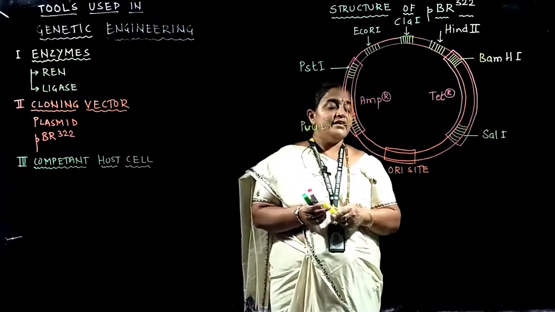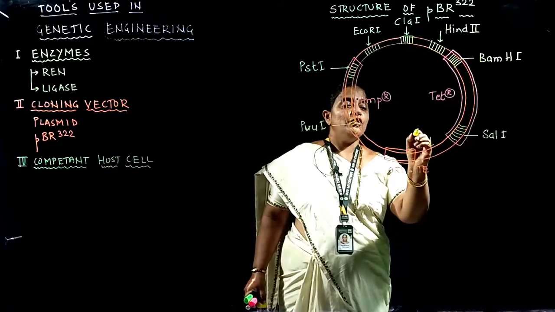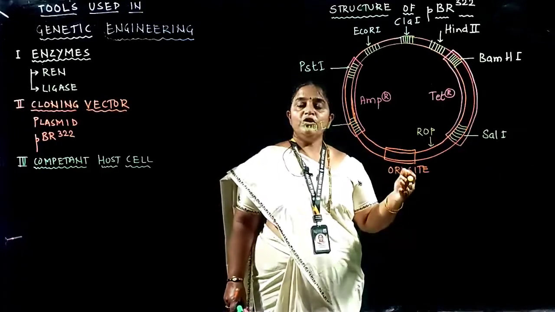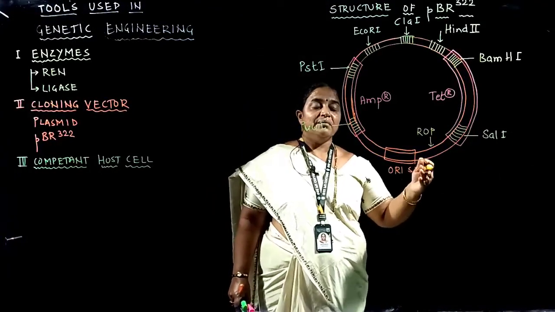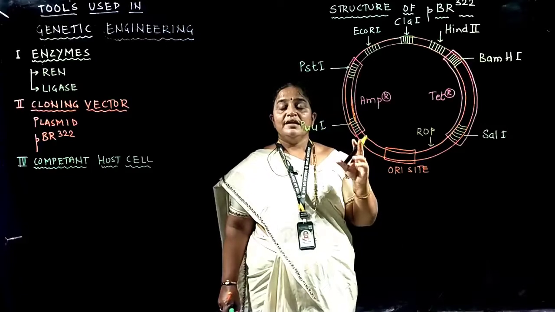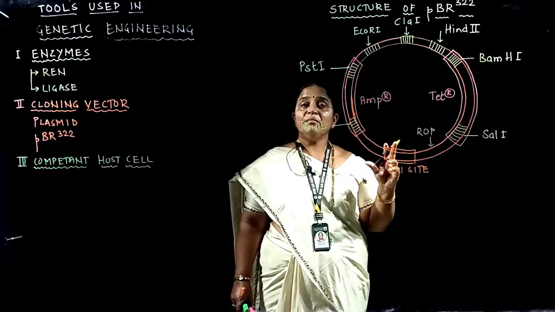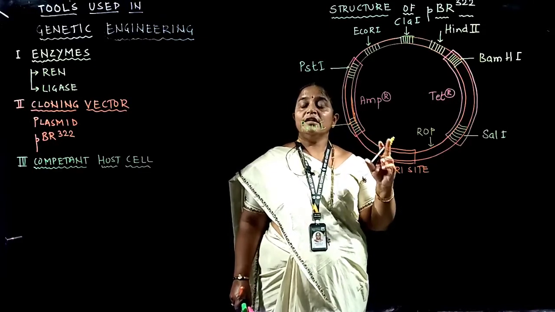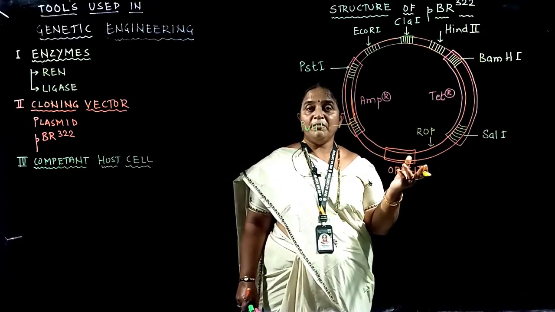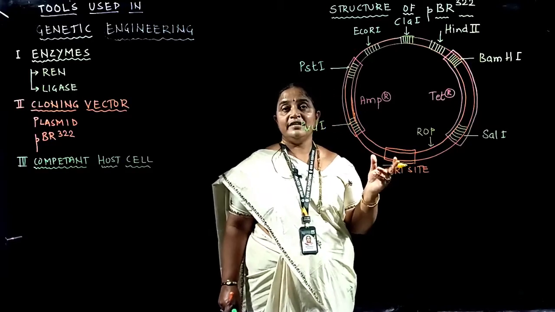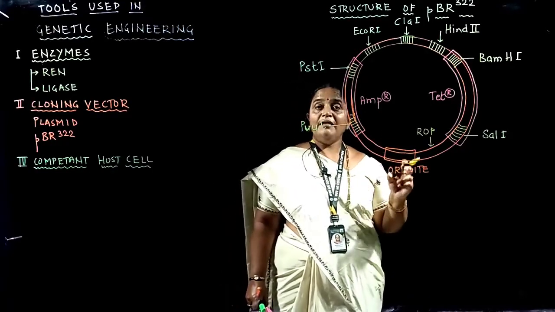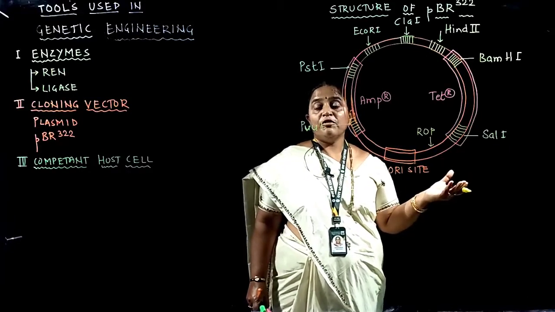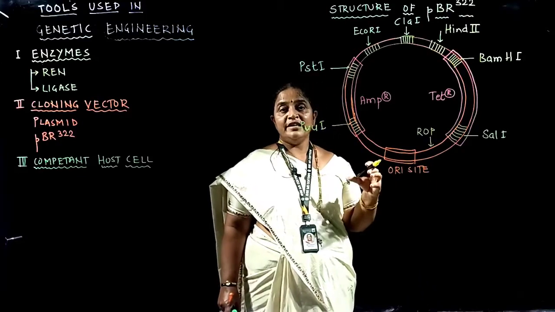Nearing the ORI site, there are nucleotides representing a region of polymorphism, where similar nucleotides are found multiple times. There are 2 selectable markers. These are resistance genes, or genes providing resistance to antibiotics like ampicillin and tetracycline. These regions will help us in selecting the transformants. A transformant is a host cell carrying rDNA.